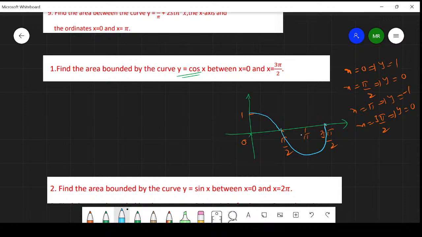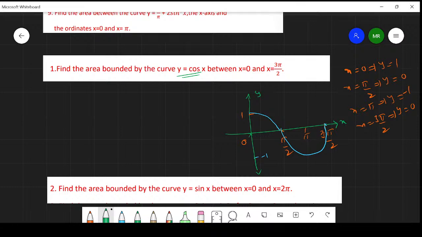This is pi, and the end is 3 pi by 2. I can consider this is minus 1 here, if I extend that line, because this is the y axis, correct? Just like this is 3 pi by 2. They are asking this is the required area. Is it clear? That is the required area they are asking, right?